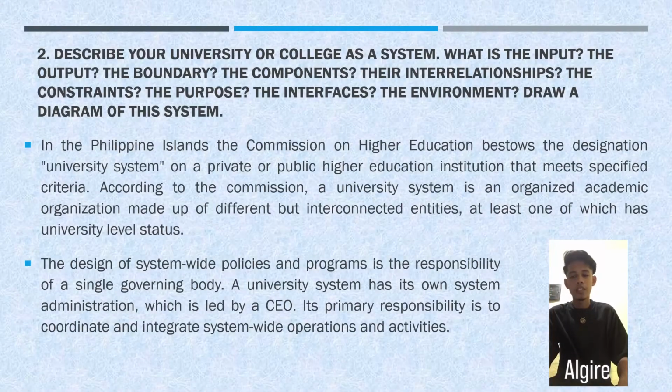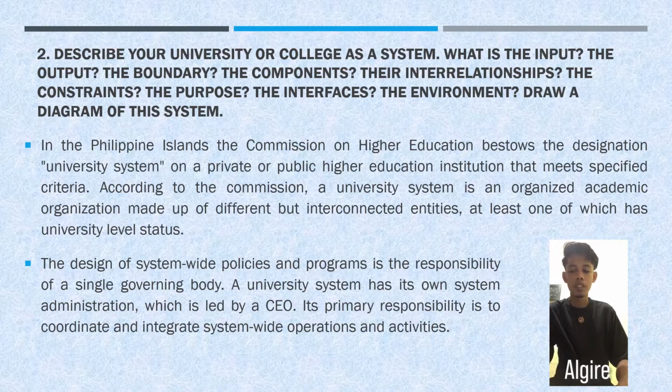In the Philippine Islands, the Commission on Higher Education bestows the designation university system on a private or public higher education institution that meets specified criteria. According to the Commission, a university system is an academic organization made up of different but interconnected entities, at least one of which has university-level status. The design of system-wide policies and programs is the responsibility of a single governing body.